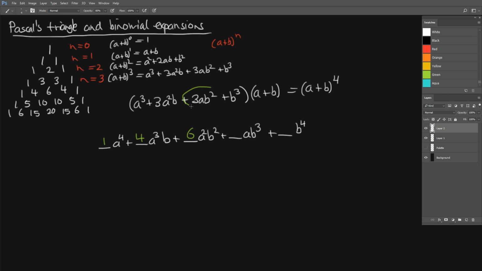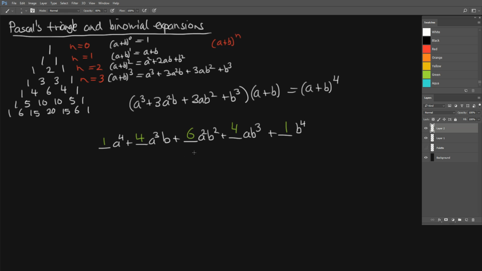And the pattern just continues. I'll show you anyway. We have the 3a squared b times b and the b cubed times a. 3 plus 1 is 4. And yep, b cubed times b is b to the 4.